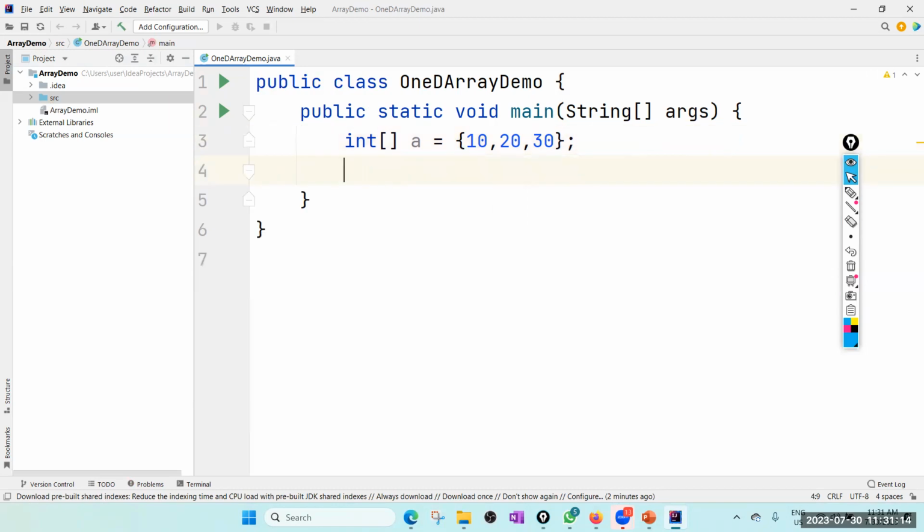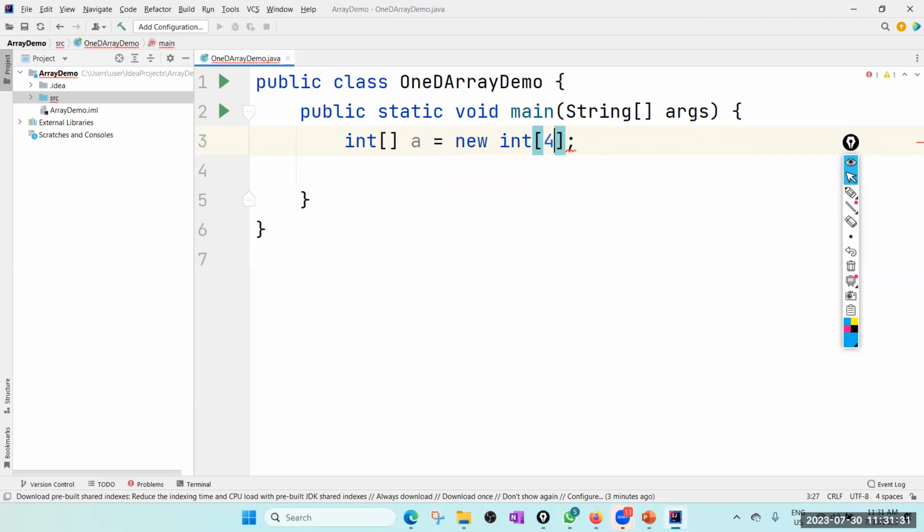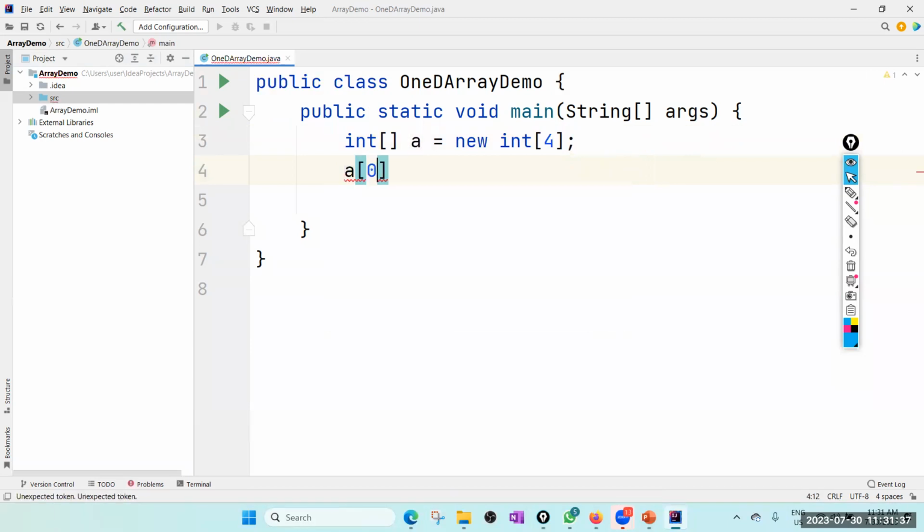You have to do it by yourself parallelly. Right. So now, let's create an array separately, the usual way. Say new int, the data type, design component. Say 4, size 4. Now I can assign values. Say a0. Java arrays are always 0 based. Say 10.